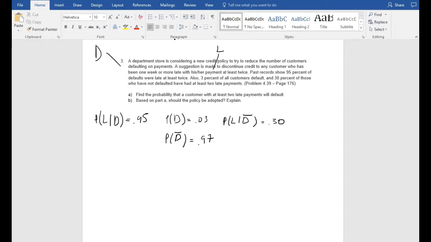Okay, so let's read the question first. Find the probability that a customer with at least 2 late payments will default. So what is that asking? Given that they have 2 late payments, the probability that they'll default. So this is the probability in question. I'll just say question A: the probability, given that they have at least 2 late payments, that they will default.